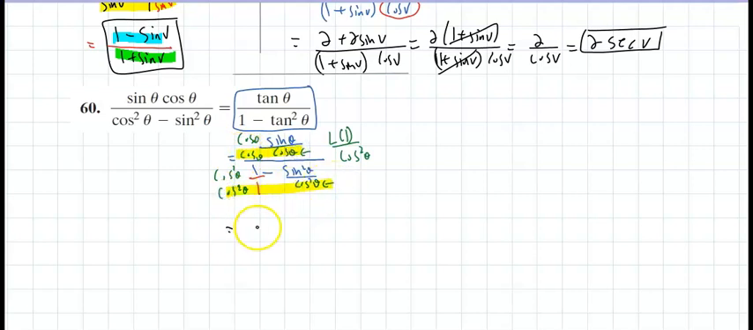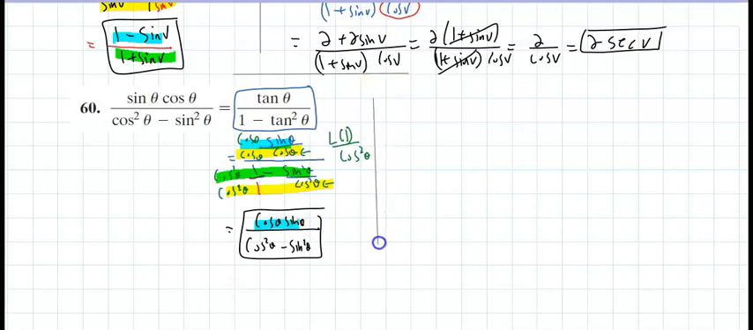I read the top. The top here is cosine of theta sine of theta, and the top here is the cosine squared of theta minus sine squared of theta. And what do you know? That's pretty much it. One step and I got there. And that's how most of these work.